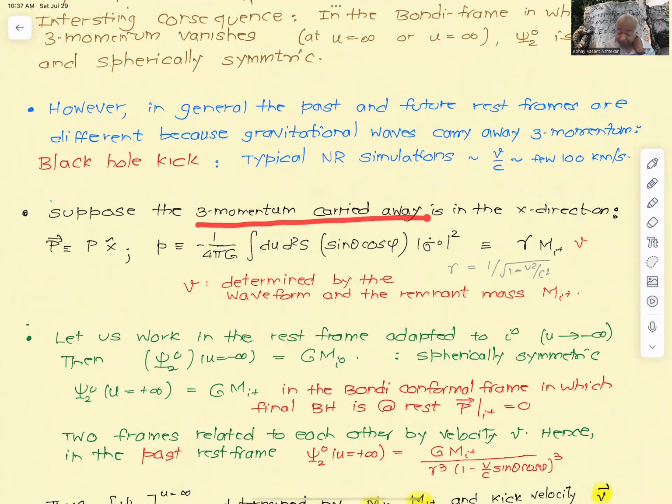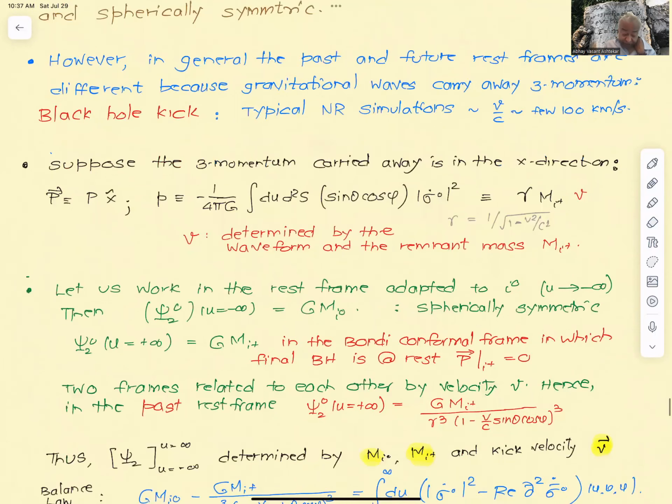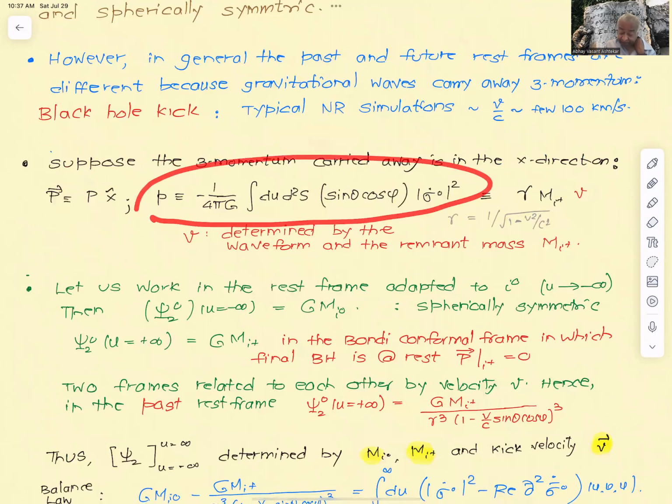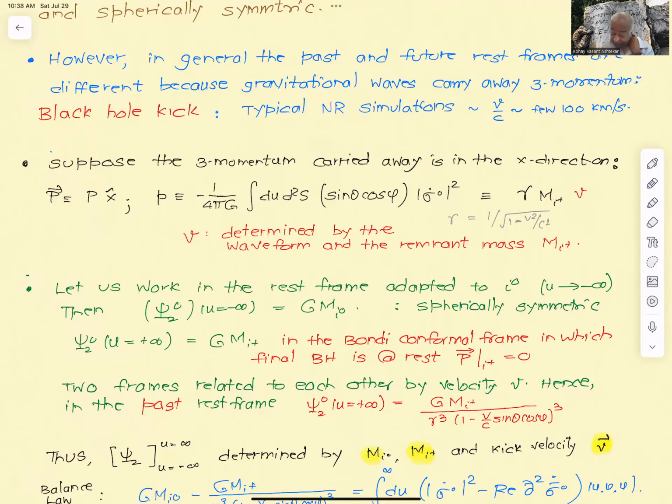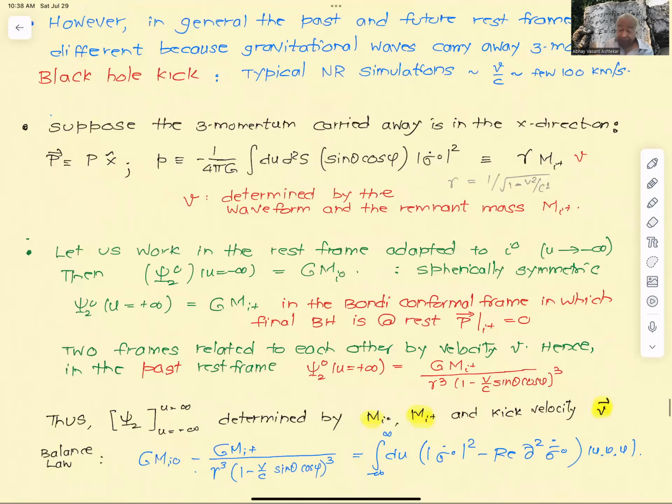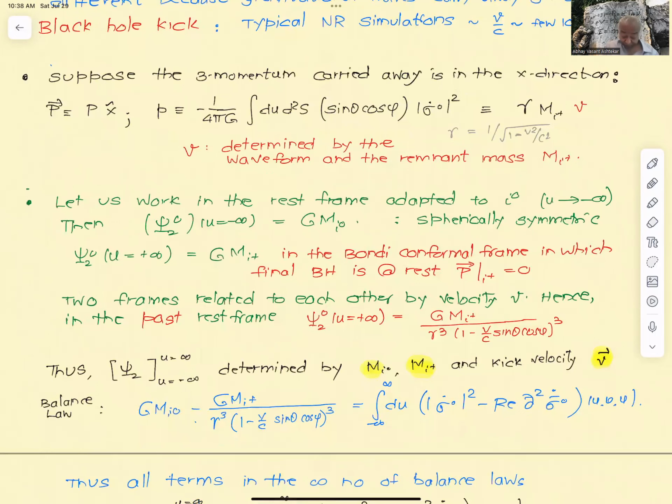So suppose the 3-momentum is carried away in the x direction. Again, it is the Lorentz factor, the final mass times the velocity. So this tells us what the velocity is, because the waveform will tell me what this is. So we can now work in one Bondi frame. Typically one works with a rest frame that is adapted to u equal to minus infinity at I naught in the distant past. So this rest frame is the center of mass frame, if you like.